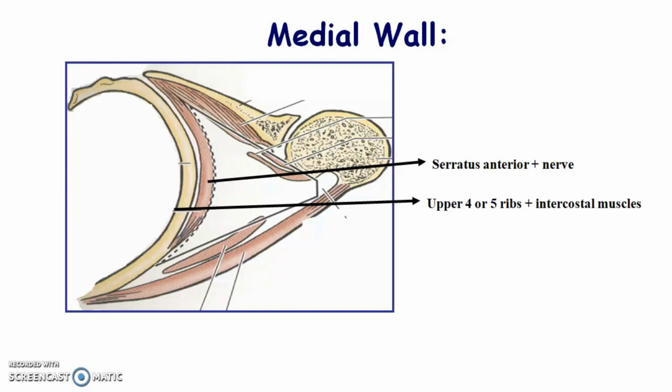Along with this muscle we will be having the upper 4 to 5 ribs along with its intercostal space, and its contents will be seen in the medial wall. So the thing you have to remember is the medial wall is formed by the major serratus anterior muscle, and along with that, accessory relations in the medial wall are the upper 4 to 5 ribs along with its intercostal space and its contents, forming the medial wall of the axilla region.